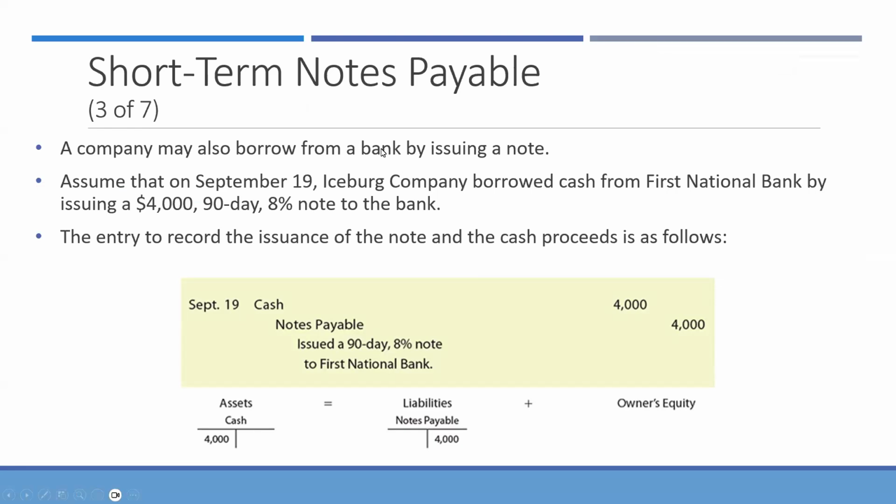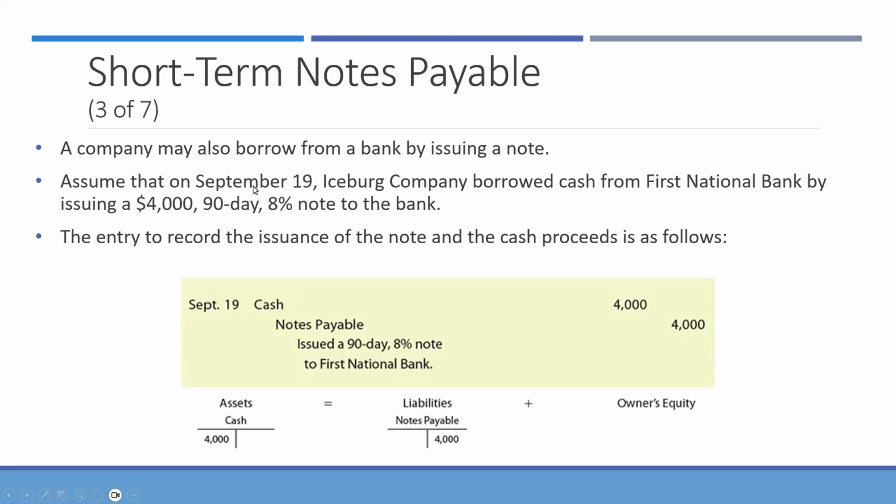And we can also borrow from the bank by issuing a note. Sometimes the issuer of a bond or a notes payable is also referred to as the issuer. The issuer is the debtor. They're the company that owes money. And then the issue is the security that's created, or the notes payable or the bond. That would be the issue. And then the issuer is the company that's borrowing the money.